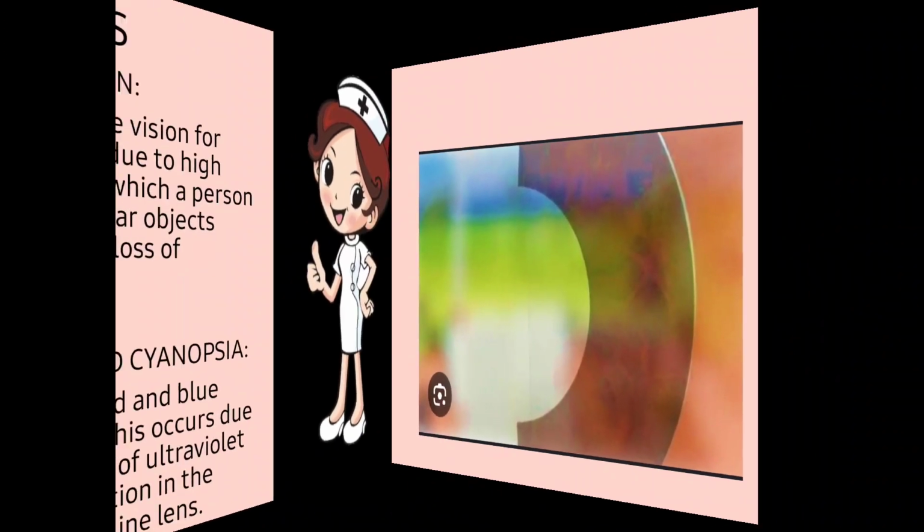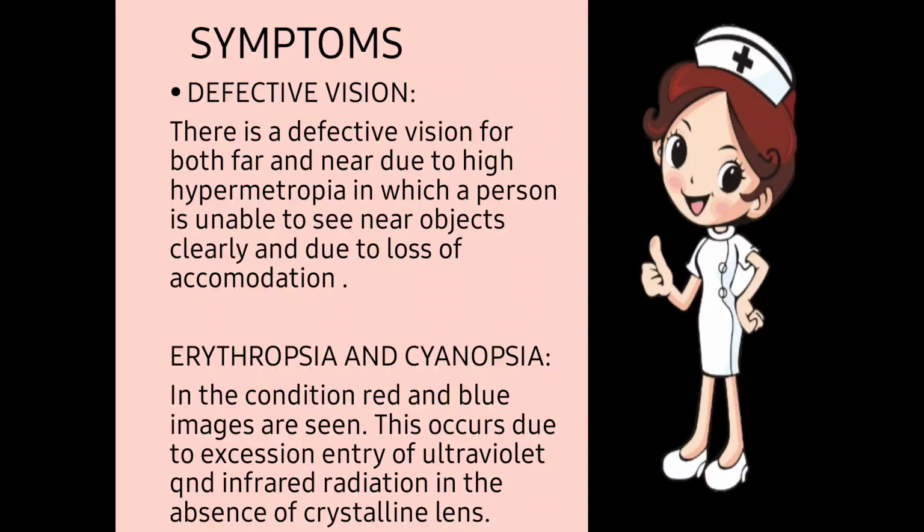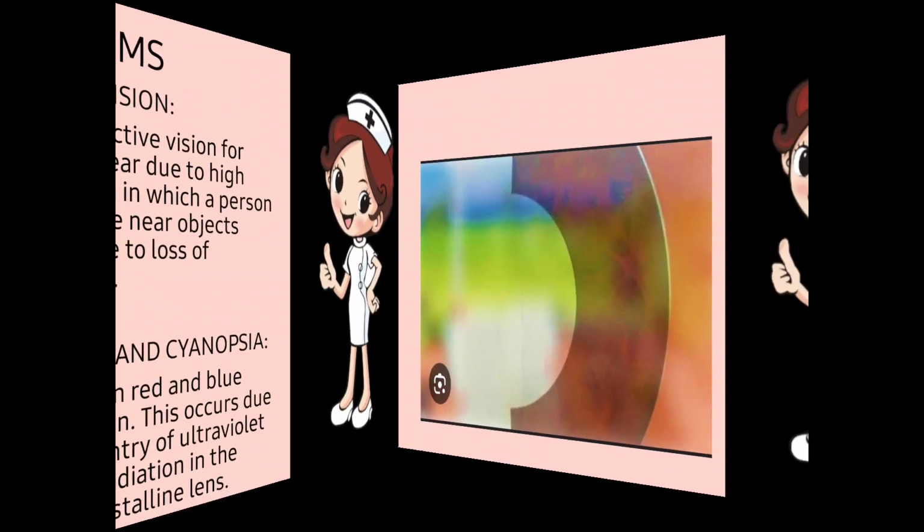So the image will directly focus on the retina without any clarification or selectivity. The image will be seen blue as well as green due to a lot of infrared radiation entering our eye. So these are the symptoms: defective vision as well as erythropsia and cyanopsia. These red and blue images are seen, because there is a plus 10 to 12 power and the patient is highly hypermetropic due to aphakia. We have removed the crystalline lens from the eye of the patient.